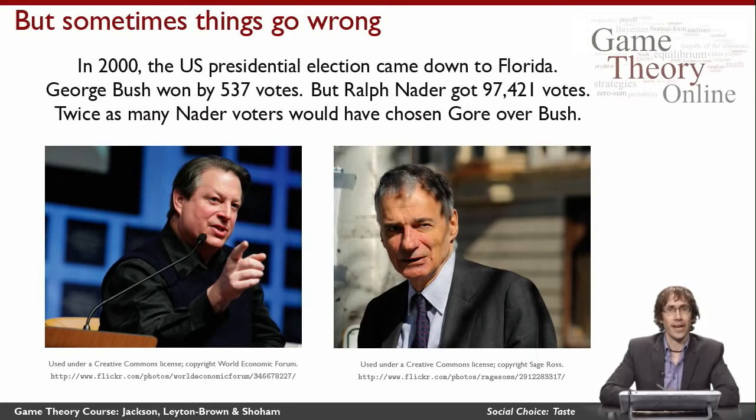In surveys that were taken after the election, it turned out that about twice as many Nader voters would have chosen Al Gore instead of George Bush if Nader hadn't been a candidate in the election. Now, leaving aside whatever preferences we might have about who should be president of the United States, this seems like a bad outcome, because it seems like more people overall preferred Gore to Bush in Florida, and nevertheless, Bush was the winner. So it seems like we didn't do a very good job in this election about taking everybody's preferences into account and selecting the right winner.